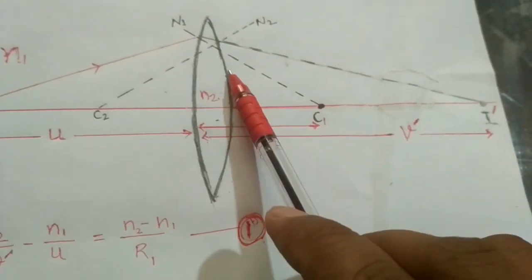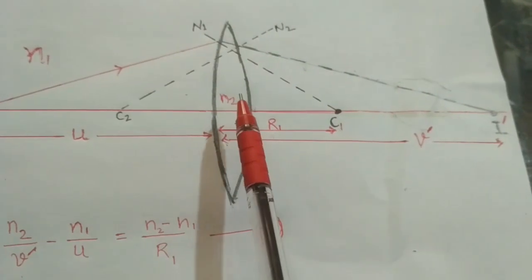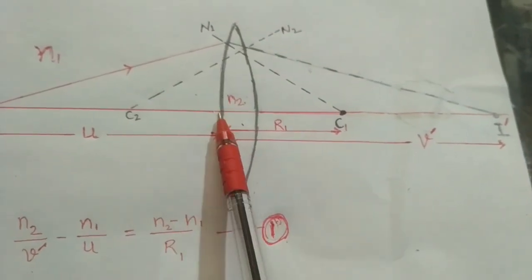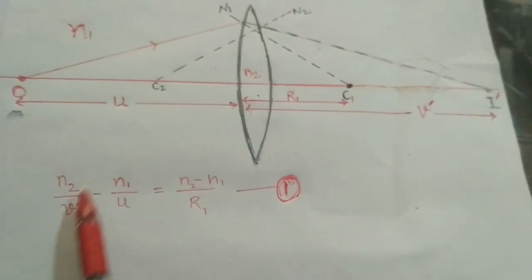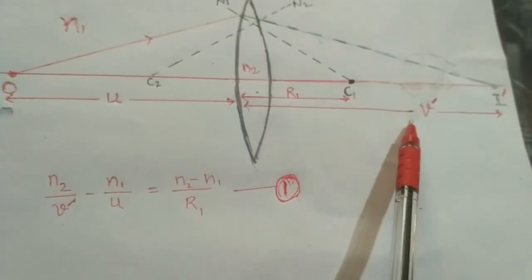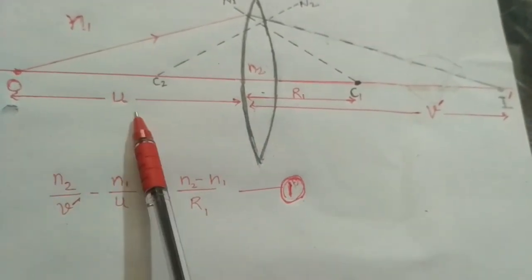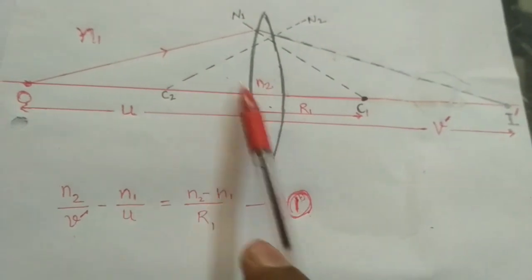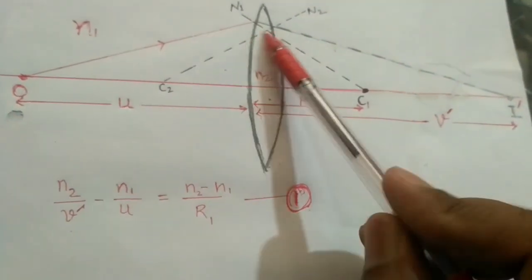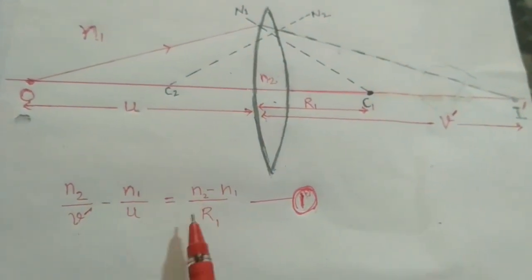Now there is another surface, so this image will be virtual. This virtual image will act as an object for this surface, and taking the first surface only, I have written the equation: second medium upon image distance, that was V dash, minus first medium upon object distance, that is u, equals second medium minus first medium upon r1. If you have proved the relation for the convex spherical surface, I think you know this equation.